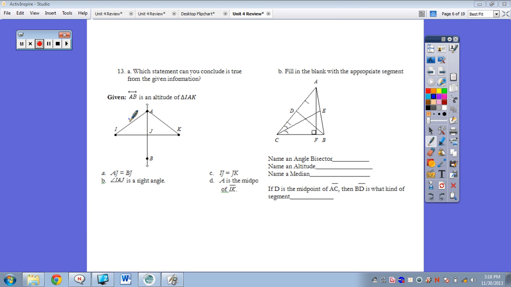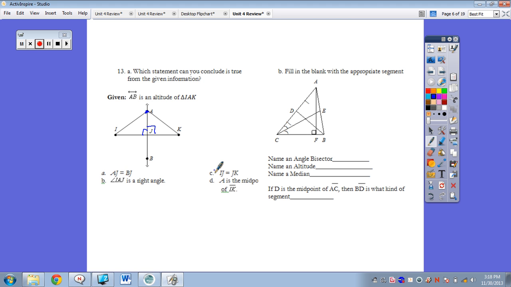Alright, this is page 3 now. We know that AB is an altitude of triangle IAK. An altitude starts at a vertex and is perpendicular to the opposite side, which means if two lines are perpendicular, they have to intersect at a right angle. So we know that AJI is a right angle, and we also know that AJK is also a right angle.